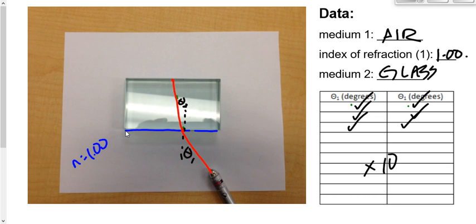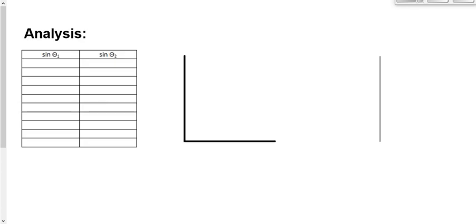What do you think you're going to do with this? Make a graph. Well, we are going to make a graph, but not with theta 1 and theta 2. Because if we plotted a graph of theta 2 versus theta 1, we're going to get a really odd shape, actually. So before you plot a graph, first create a new table.